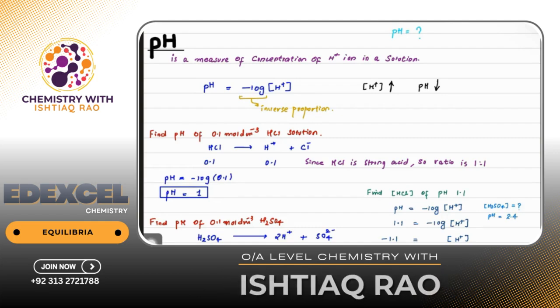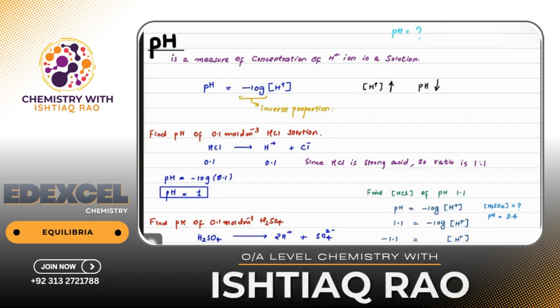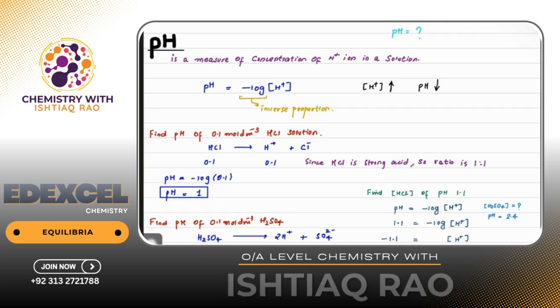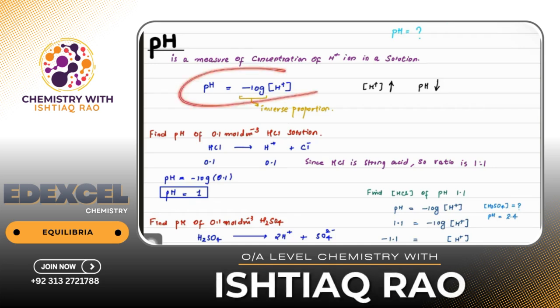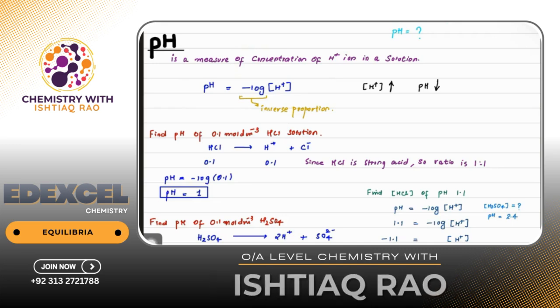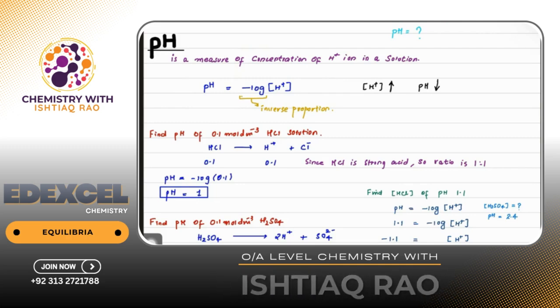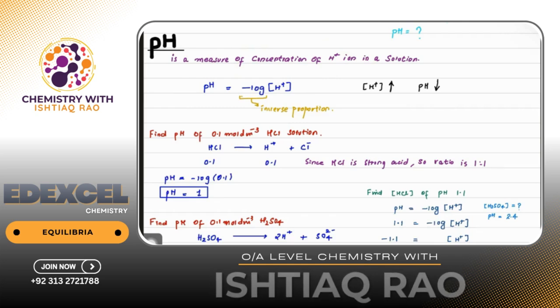The only way is to determine the pH of a particular solution. After finding out the pH, we can decide whether the acid is more strong or less strong. So what's the formula for pH? pH is a measure of the concentration of H positive. Why is this so? Why are we going to measure the concentration of H positive ions? Because which ion is responsible for the acidity of an acid? The answer is the H positive ion.